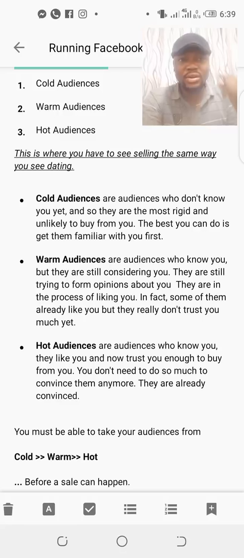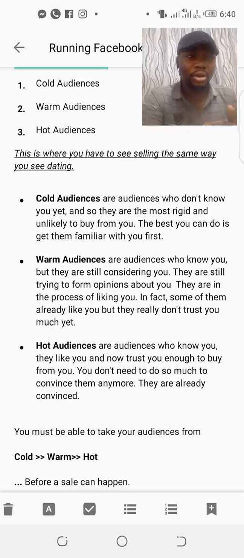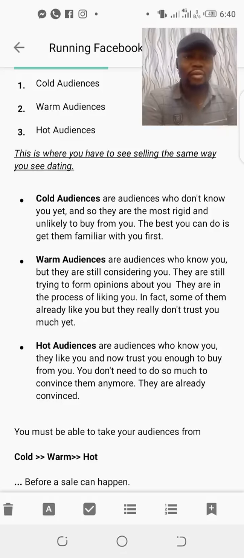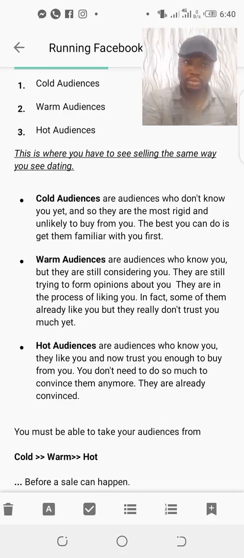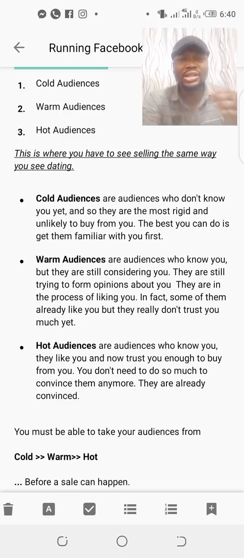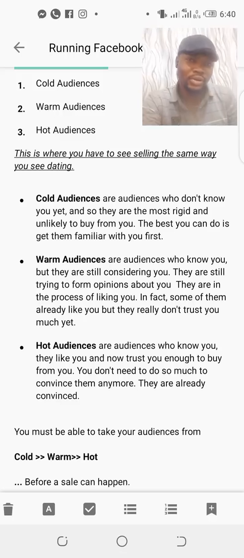And so when you're advertising on Facebook, most likely you're reaching out to cold audiences, because many of those people don't know you. They don't know your brand. You're not Coca-Cola that they already know. You're not Globacom. You're not Chicken Republic that they already know. They don't know the name of your brand. I don't care what it is. They don't know you. So you need to first of all get them to be familiar with you before you can start asking them to take some decisions.